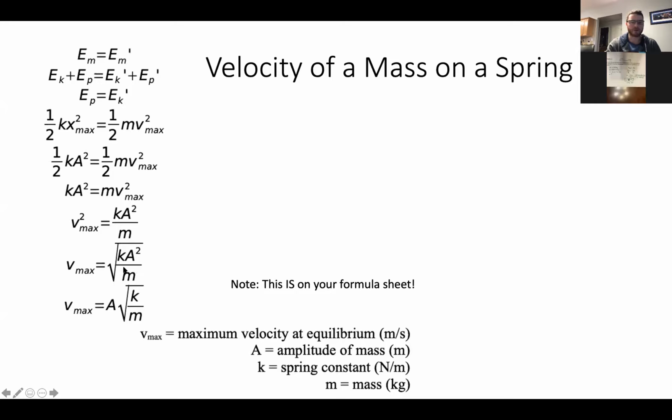If you take the square root of a squared, it will just be a, and we're going to leave k and m underneath the square root because we cannot simplify that. Okay, this is how this formula is derived. I just wanted to talk through that with you. This is on your formula sheet here. V max is equal to a times the square root of k over m. So you don't need to know how to get to this process, but I just wanted to discuss that with you guys. So v max is equal to the amplitude times the square root of the spring constant divided by the mass.